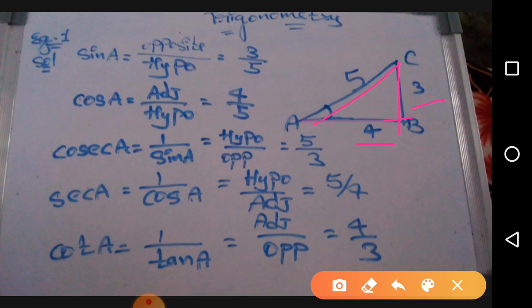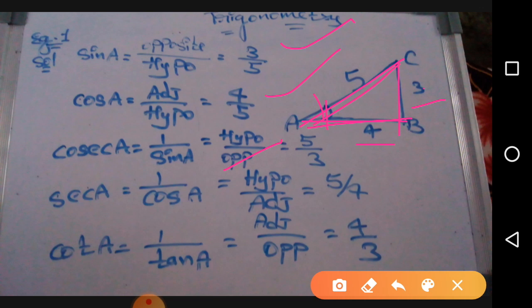So here you have to find all the parameters, that is sine, cos, cosecant, secant, cot. Okay, so let's find. Sin A equals opposite by hypotenuse. So what is the opposite side of A? That is 3. So 3 by 5. What is cos A? Cos A is nothing but adjacent by hypotenuse, that is 4 by 5, as we have written. Next it comes to cosecant. Cosecant is nothing but inverse of sine. Thus we can easily write 5 by 3, or you can write hypotenuse by opposite, that is 5 by 3.